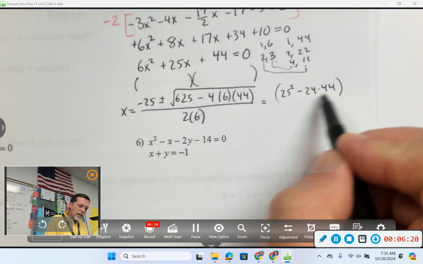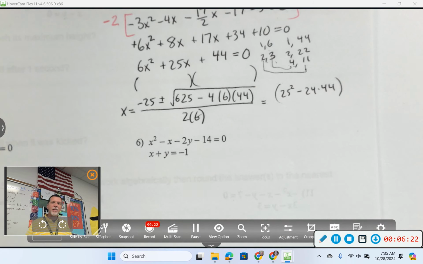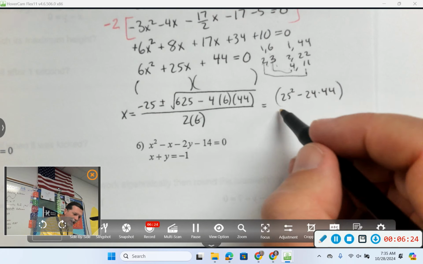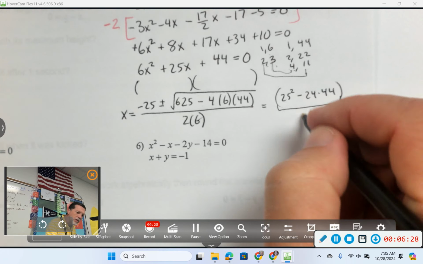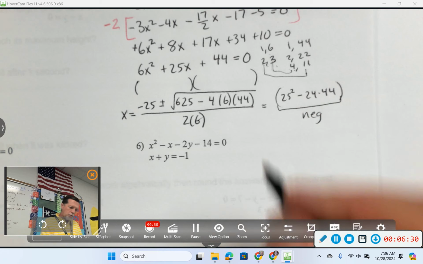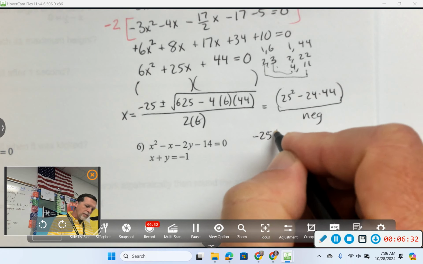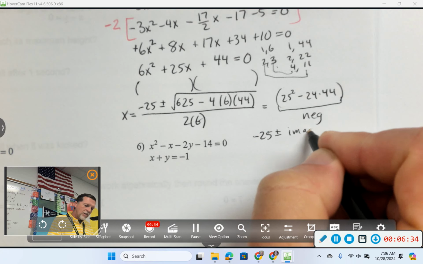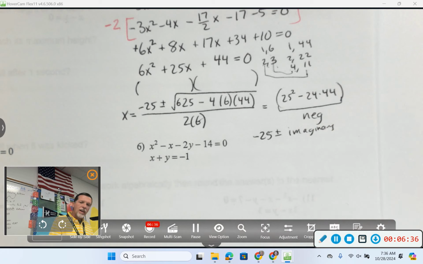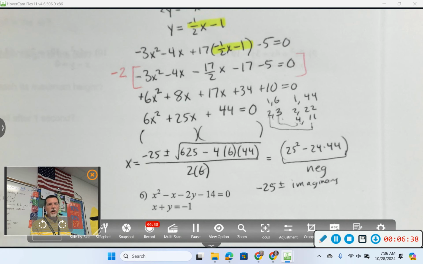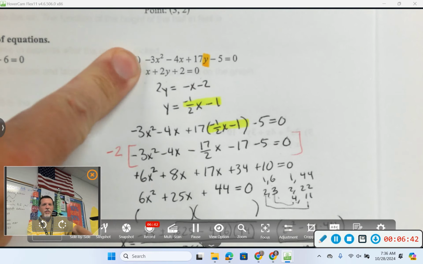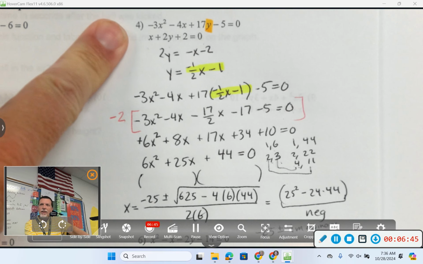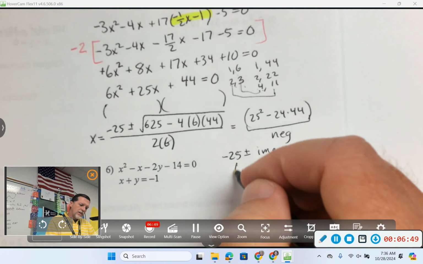So even if I don't know the exact number here, what kind of number is 25 squared minus a bigger number? It would be negative, which means I've got negative 25 plus or minus something imaginary. And that's fine normally, but if I'm looking for where these two things intersect, I want to know the point that they have in common. They don't. No solution.